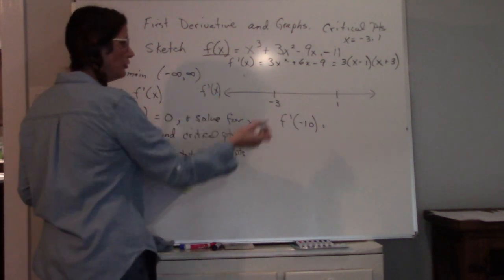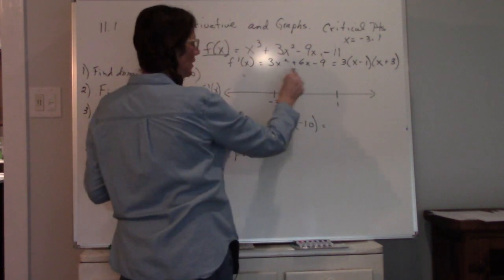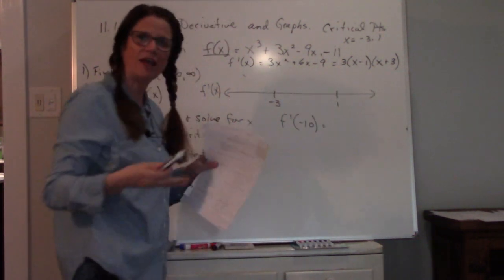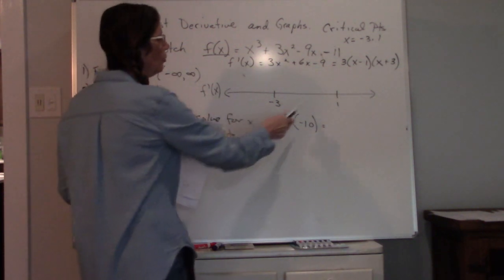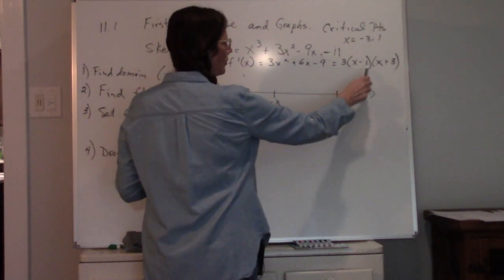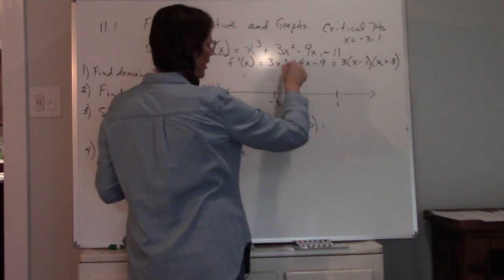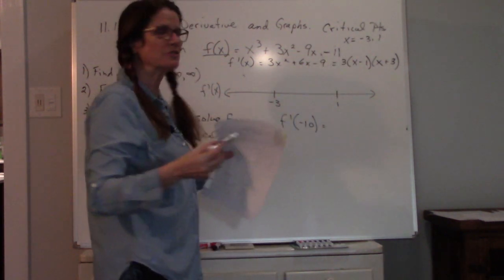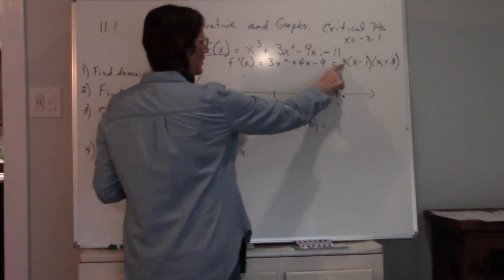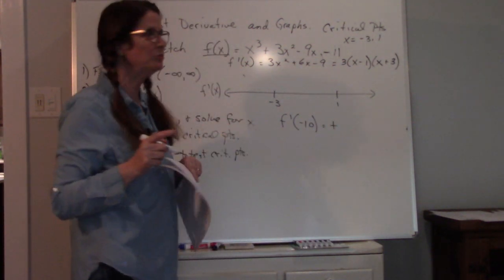So here's what you're going to do. You can plug -10 in here, but then you're evaluating and finding an actual number, which is fine. Or you can look here, since it's already broken up for you. These are the same thing. If I were to multiply this out, I'd get this. So I can use this to see whether it's positive or negative very easily. This 3 is a positive. Make sure you keep it. It's going to be important.